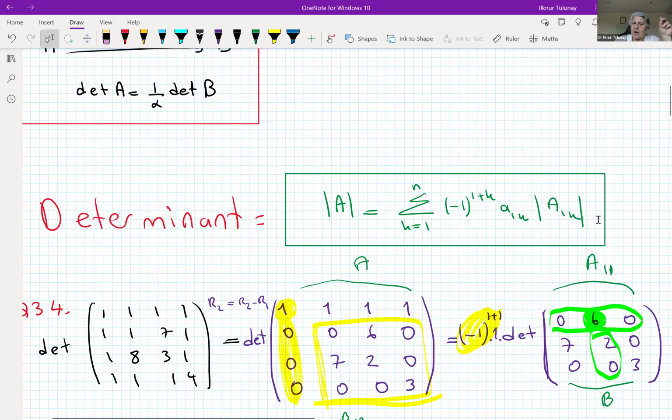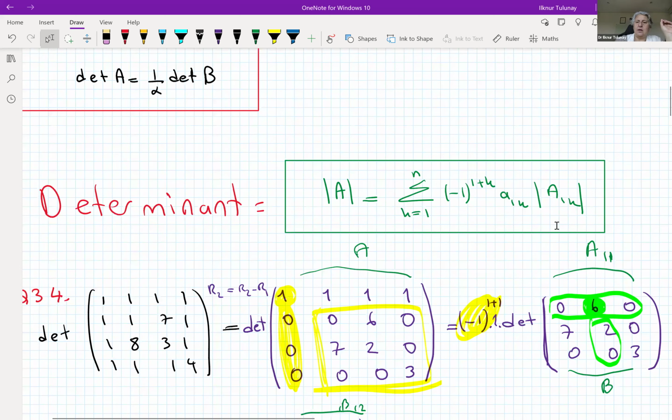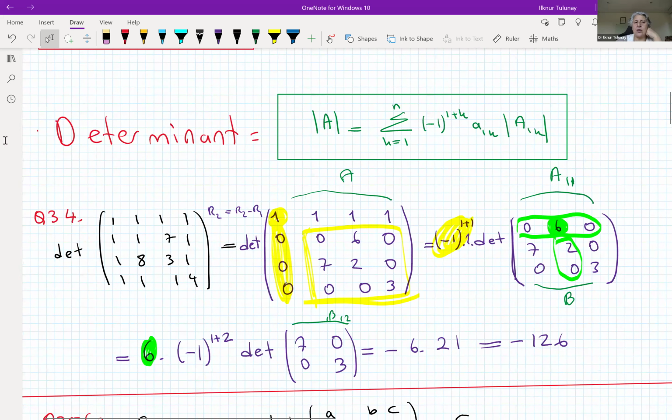Now we are going to practice this. Let's see this in an example. This is in your notes, question 34. Let's do the determinant. Now we have lots of ones here. We can use row operations to make these entries 0, and we can open up with respect to this column because we will have zeros.